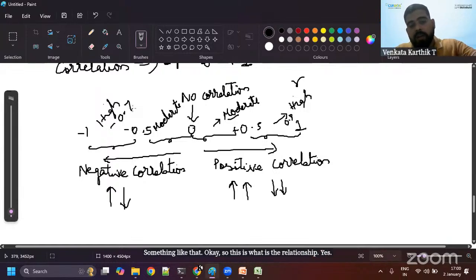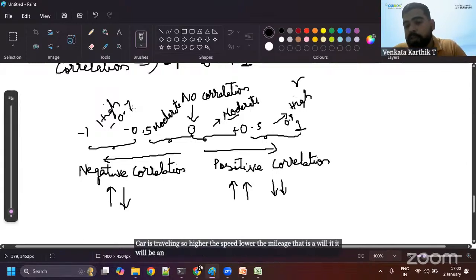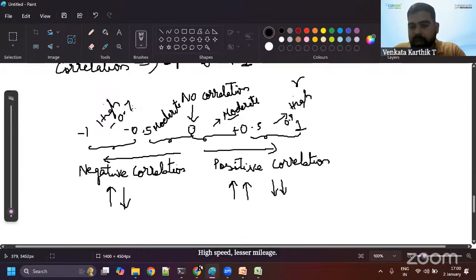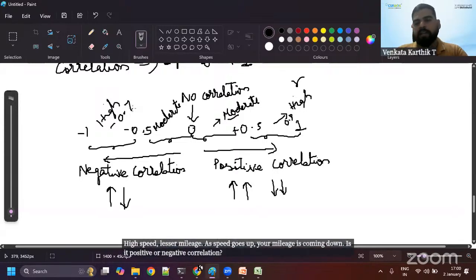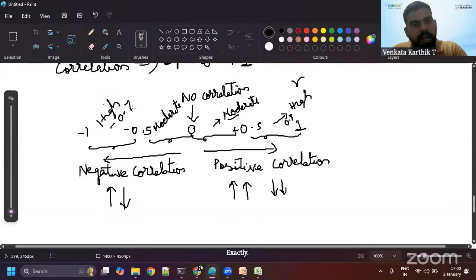Yes, car is traveling, so higher the speed, lower the mileage. That will be an example of which correlation? High speed, lesser mileage. As speed goes up, your mileage is coming down. Is it positive or negative correlation? Exactly. Okay, so it is negative correlation.